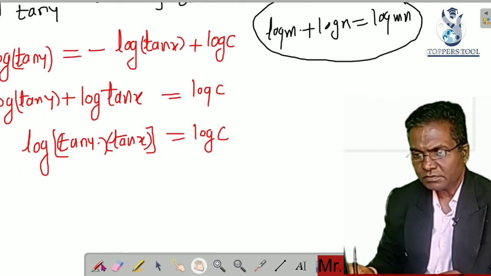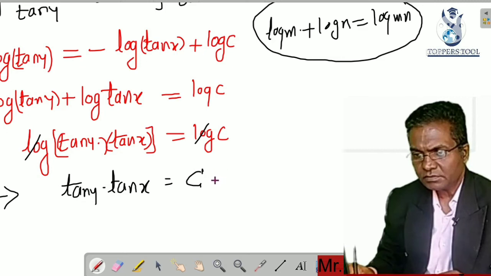Okay, now both sides you have log, so that we call as taking anti-log. Log gets removed. This can be written as tan y into tan x is equals to c. Both sides log, taking anti-log means log gets cancelled. So this is the general solution, tan x into tan y equal to c. So please practice this.